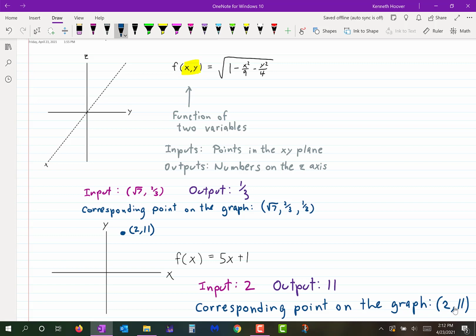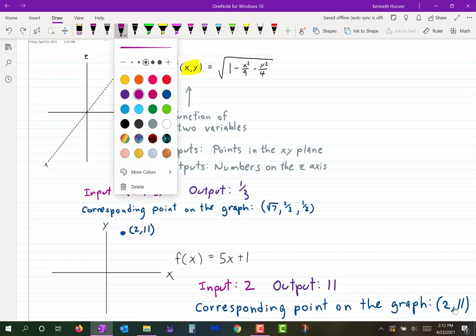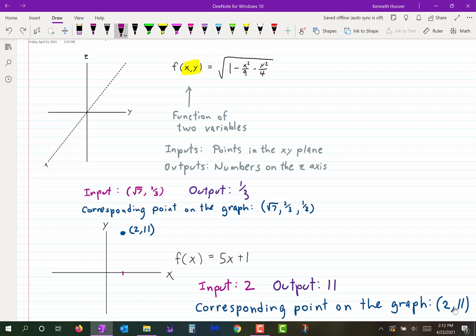If I asked you, where does the input live? You should say this. Here's the input right here. Oops, wrong color, sorry. You should say, here's the input. Right there is 2. And most people would answer that correctly.